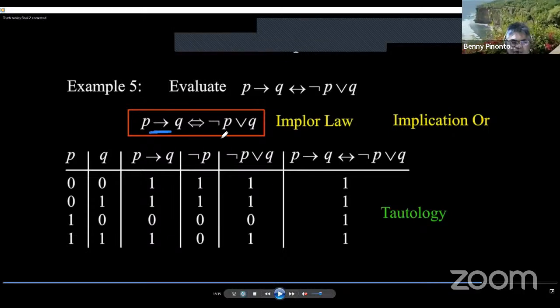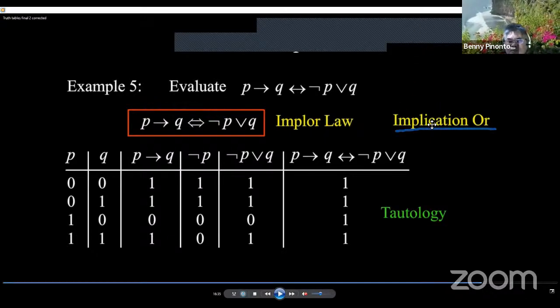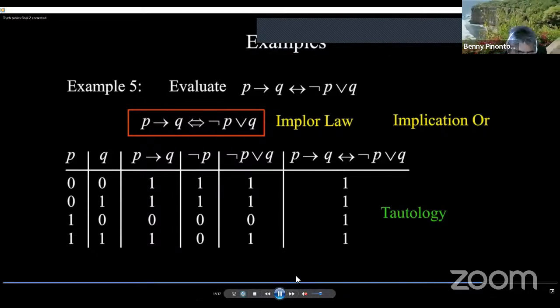So that is implication. You translate that to or, but you put the not for the first variable. Okay. Again, you can just convert this implication to or, but don't forget to put the not for the first variable. So that is that one. Okay, so that is the implication or. Means that from implication to or. Okay, so that's another tautology.